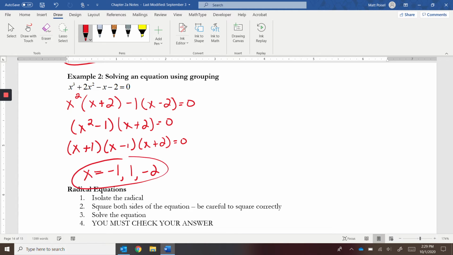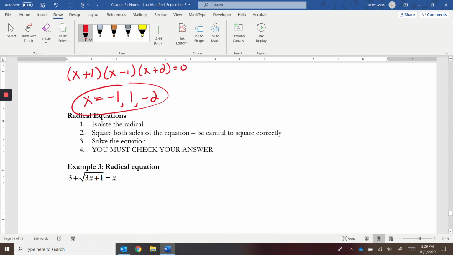When I set them equal to 0 and solve, there's my answer. So this one's not a whole lot different, but just kind of something to be aware of. All right, radical equations is where we're going to spend a decent amount of our time here.